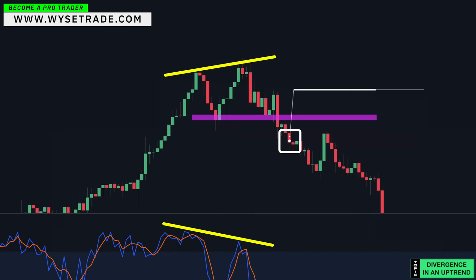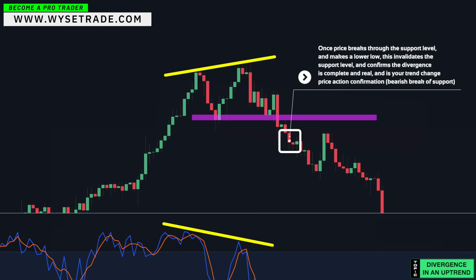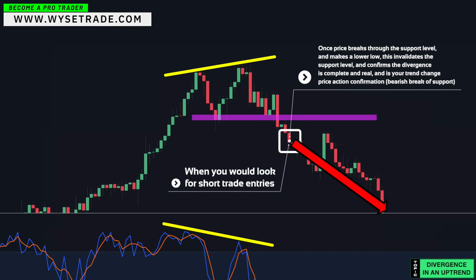Once price breaks through the support level and makes a lower low, this invalidates the support level and confirms the divergence is complete and real, and is your trend change price action confirmation, and is then when you would look for short entry points. Let's show this again.